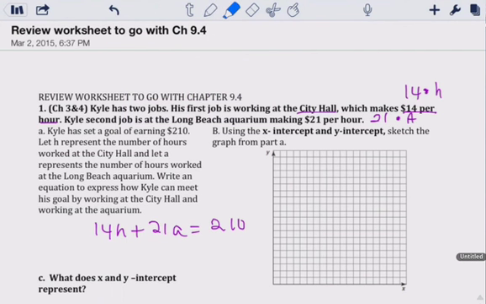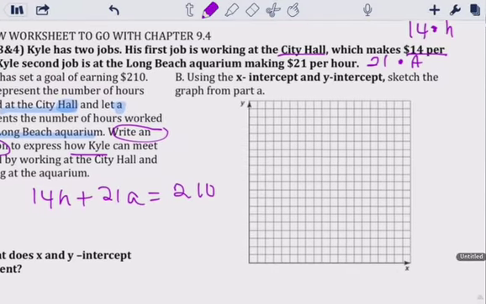Let H represent the number of hours worked at the city hall. Aha! I used it right. H. And let A represent the hours worked at the Long Beach Aquarium. Okay, write an equation to express how Kyle can meet his goal by working at the city hall and working at the aquarium. Okay, using the x and y intercepts, sketch the graph for part A.